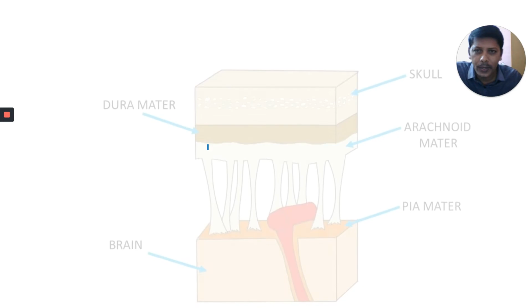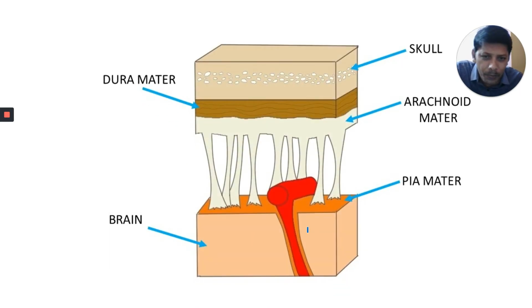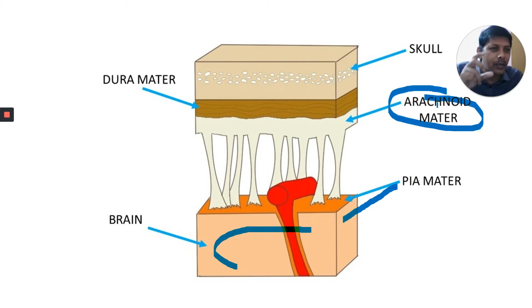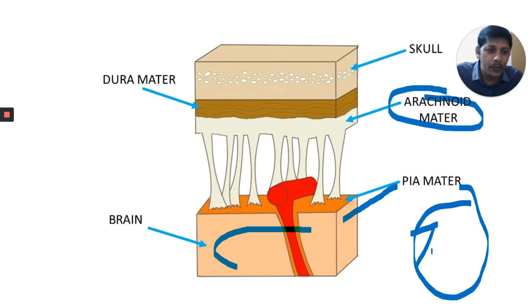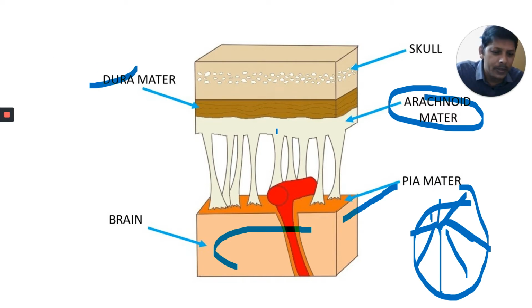Observe here, here is the brain. Close to the brain, what is present? Pia mater, and above that there is the arachnoid. You know arachnoid: the class Arachnida in Arthropoda, for example the spider. Spiders spin the web. Like that, a web-like structure is present here, that's why it is called arachnoid mater. Next, above this there is the dura mater, and there are also spaces: subarachnoid space and subdural space.